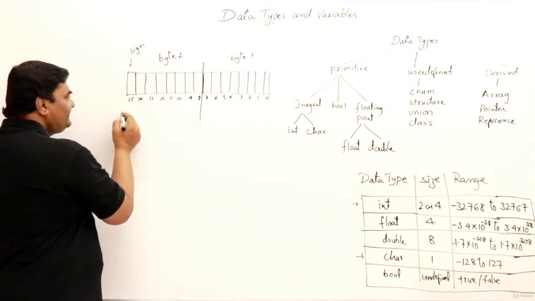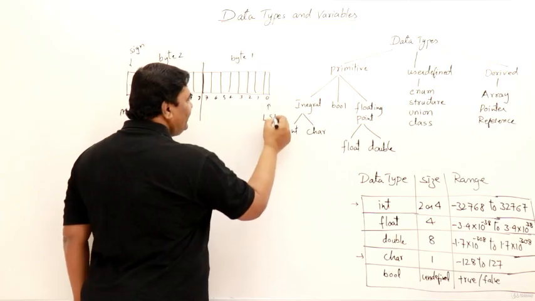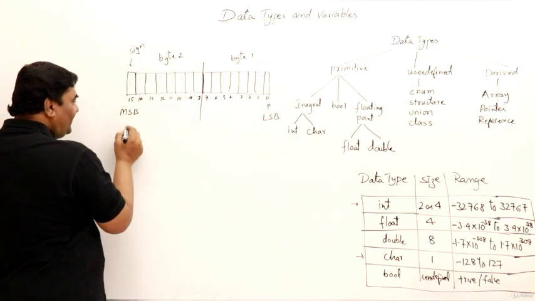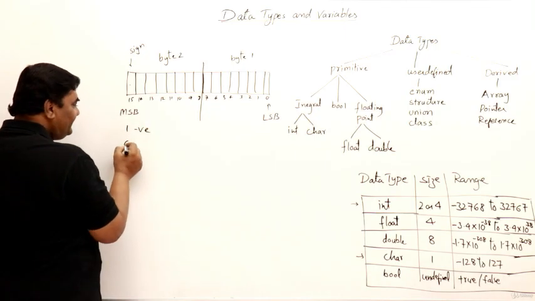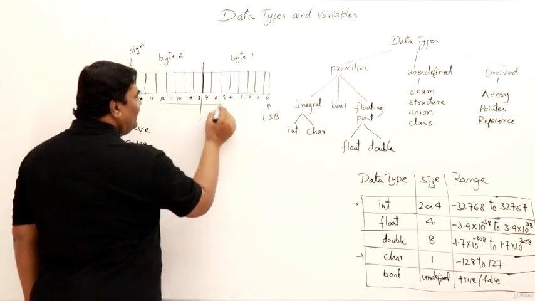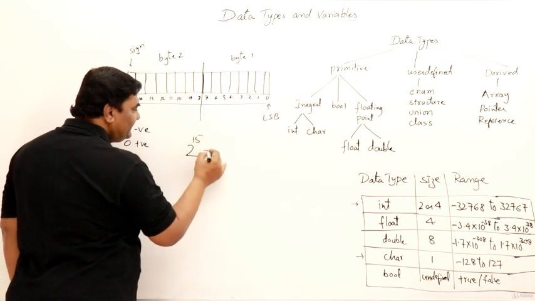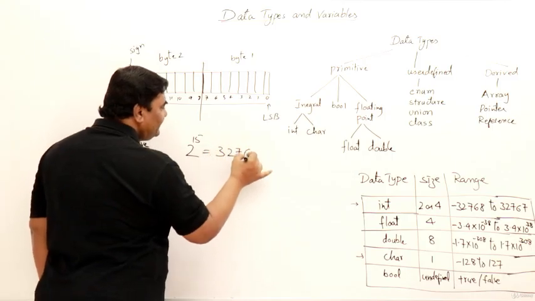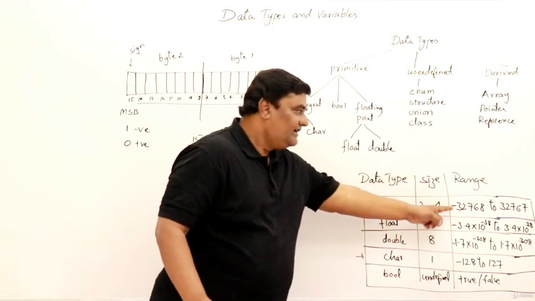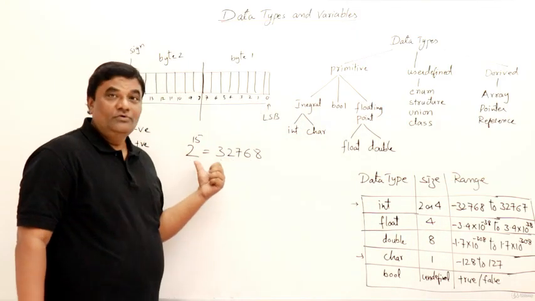One of the bits is called the most significant bit, and this is called the least significant bit. This bit is reserved for the sign bit. If that is 1, the number is negative. If that is 0, the number is positive. Then how many bits are remaining for writing a number? Only 15 bits, 0 to 14. So 2 power 15 is 32768. This is how it is, 32768, and that is up to 32767. So that's why the number is stored only in 15 bits.